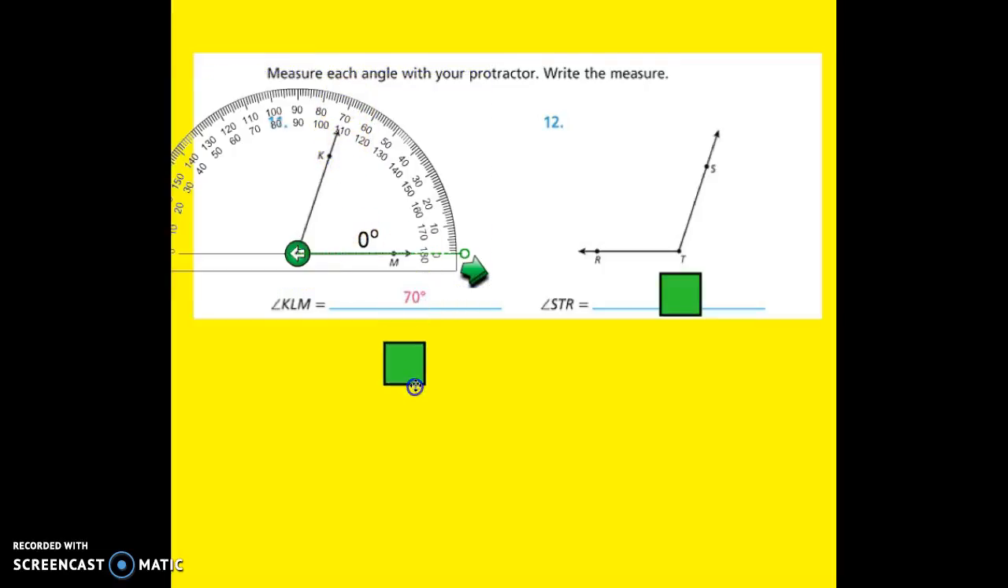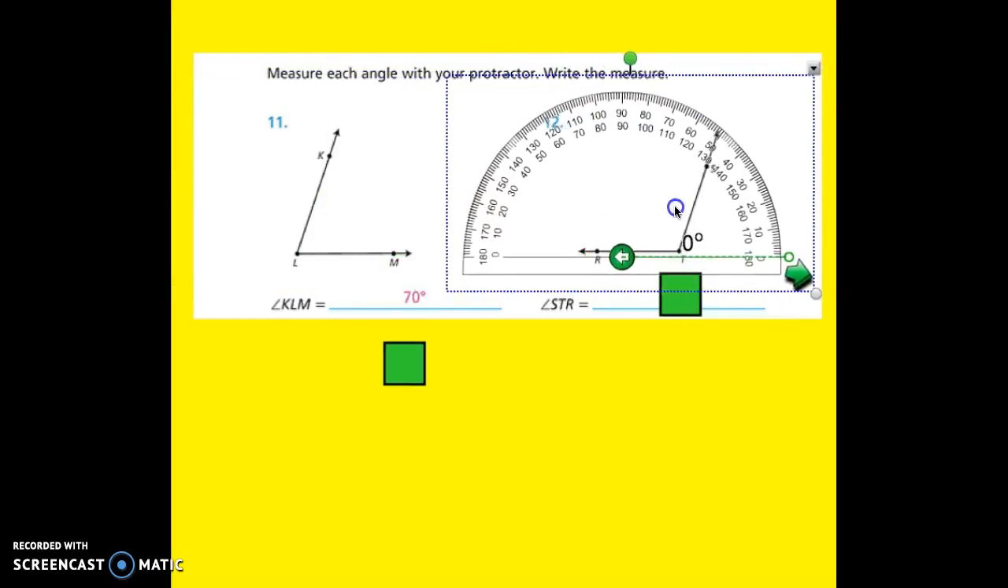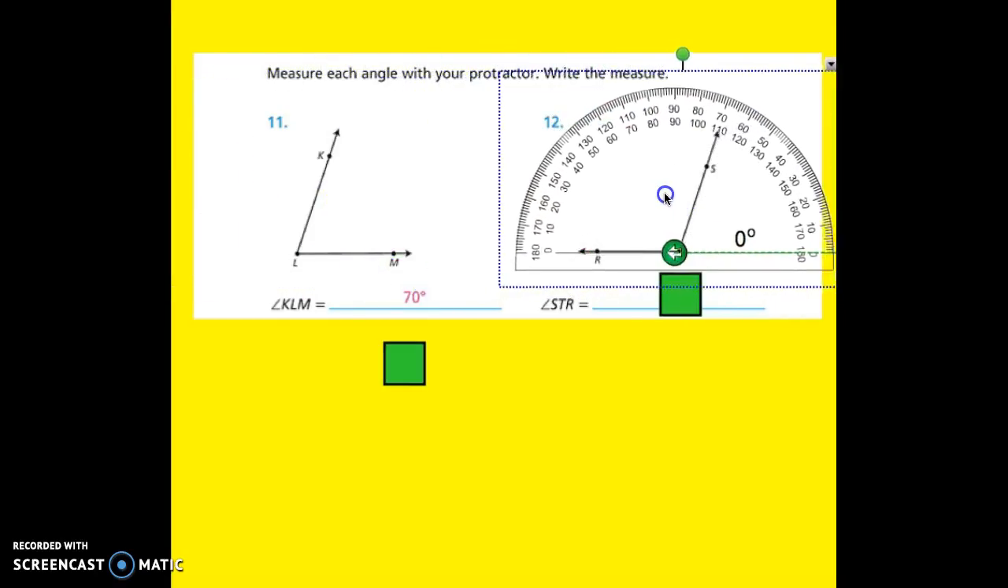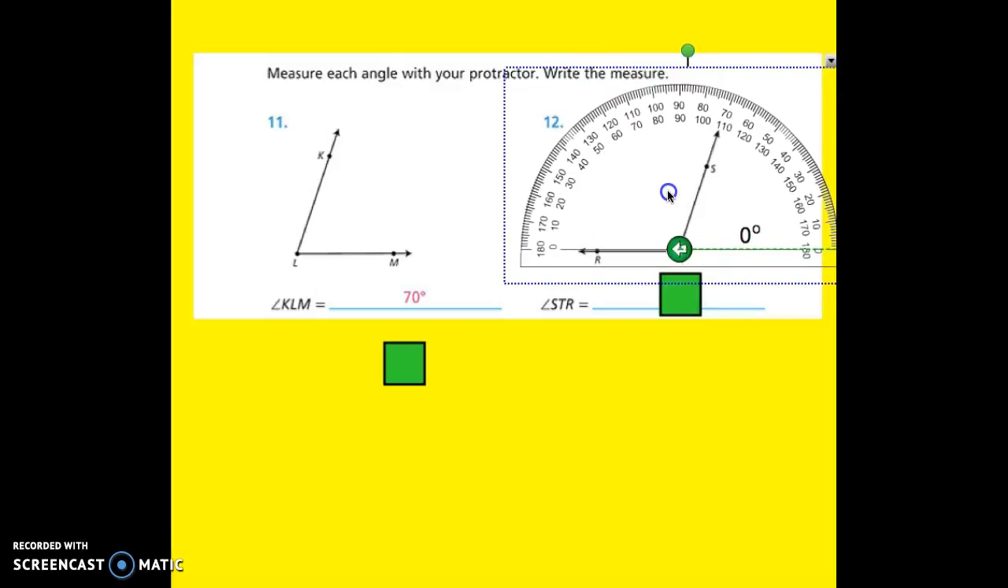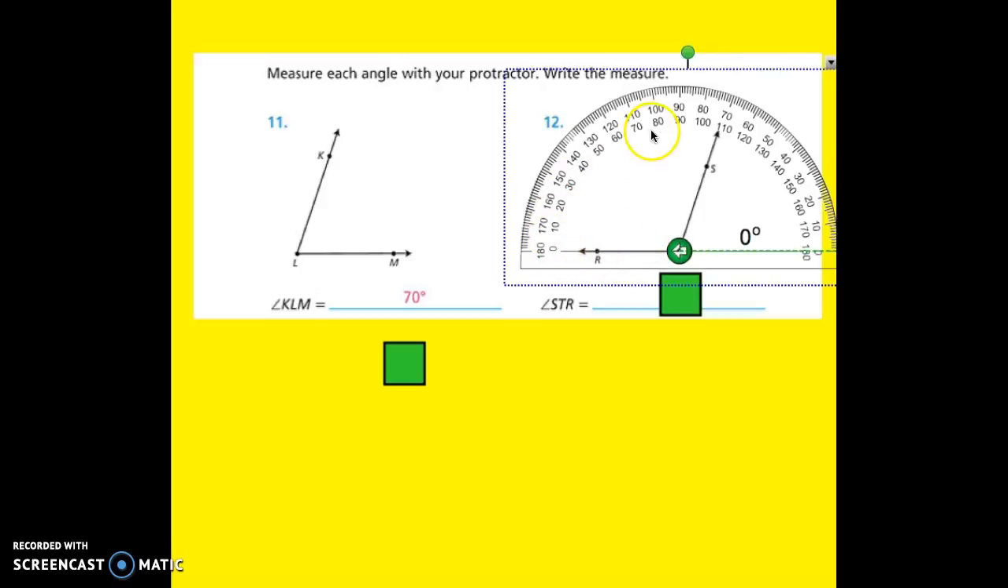Let's see what it is. It's a 70-degree angle. All right, let's try this one. Now I'm looking at this angle right away, and I can tell that it's an obtuse angle. It is more than 90 degrees. So I get to use the larger numbers. So I'm going up. It's opening this way.